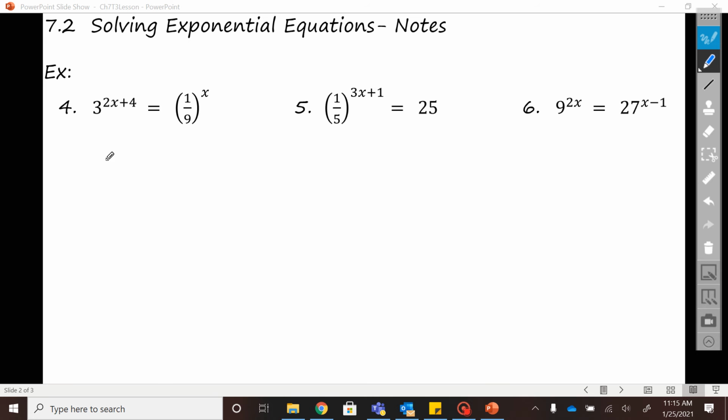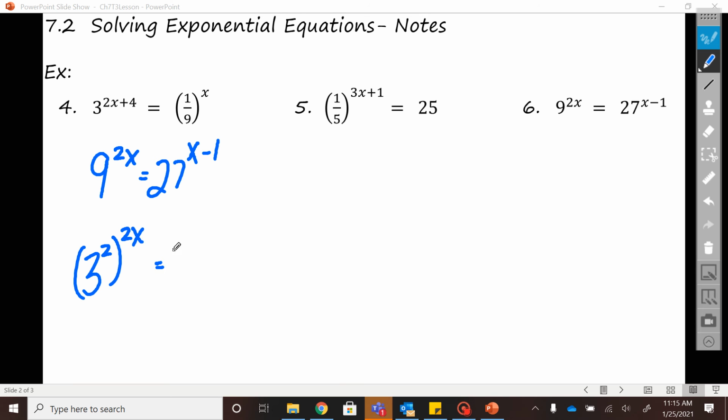All right, so number 6, we got 9 to the 2x equals 27 to the x minus 1. Now here you might be saying, well, I can't make this a base of 9, so what am I going to do? The answer is that we need to change them so that they're both a base of 3. So 9 is 3 squared, so this is 3 squared to the 2x, and 27 is 3 cubed, so it's 3 cubed to the x minus 1.